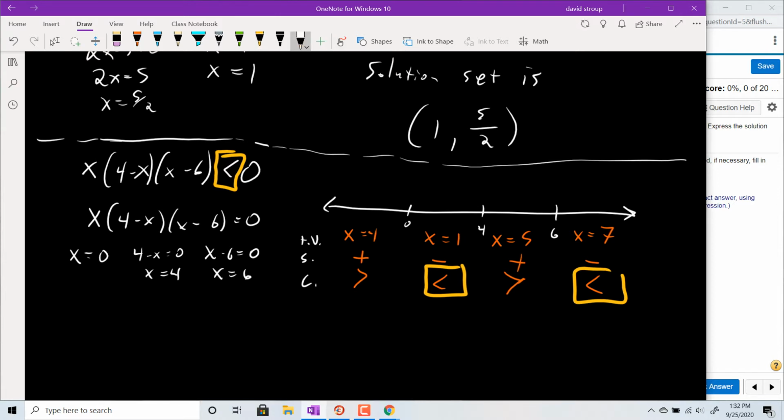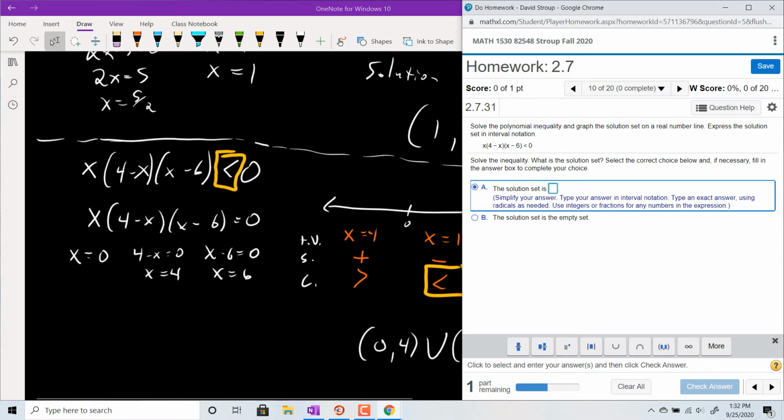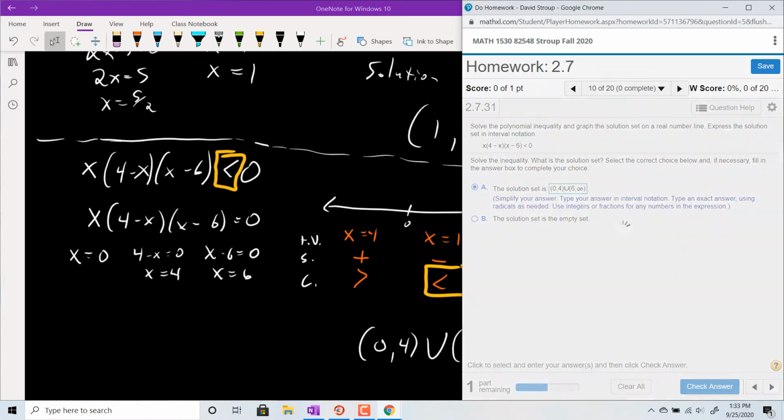Okay, so we're going from 0 to 4 unioned with 6 to infinity. Let's make sure that's right. 0 to 4, and then use the union button. Then what did I say? 6 to infinity. Let's see if that's right.